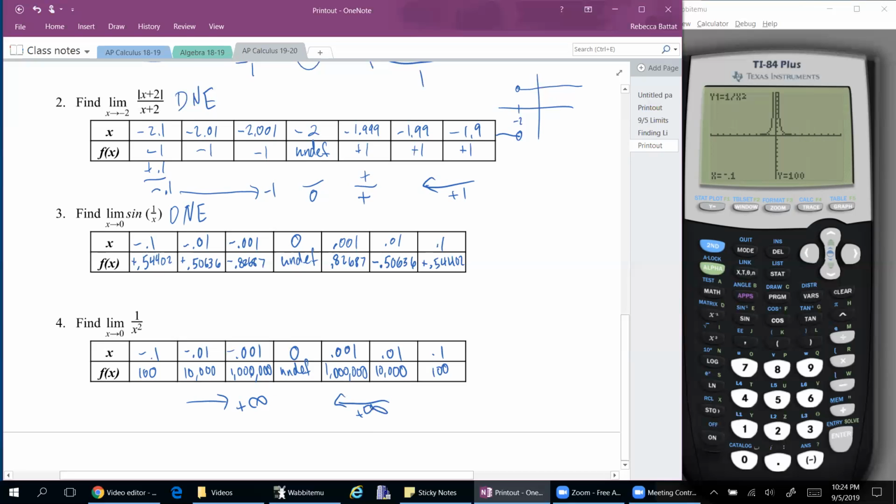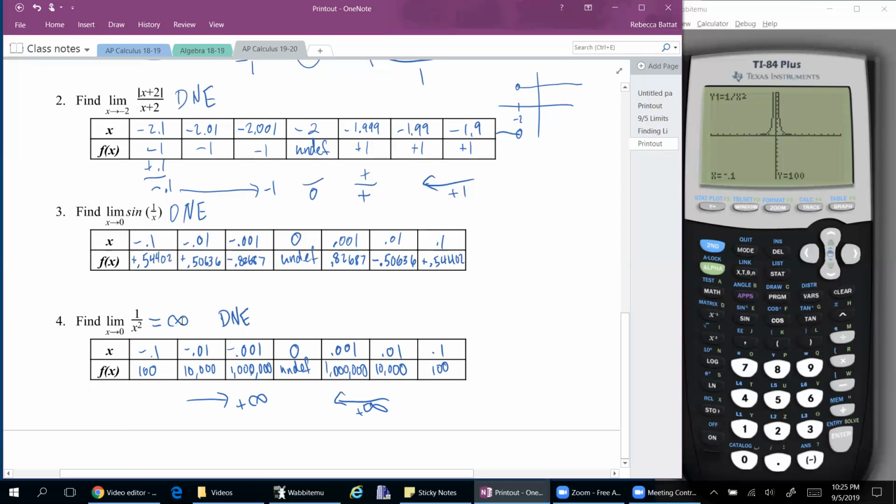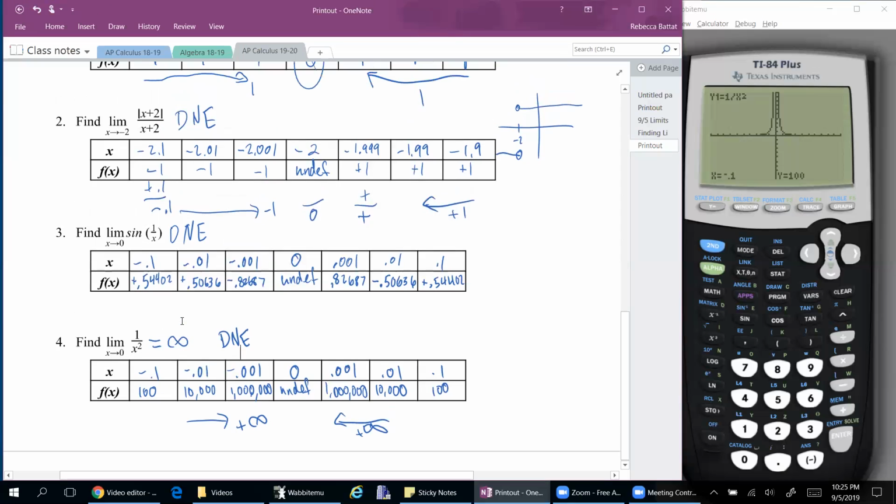There are two different ways that textbooks would write that. Some people would say the limit is positive infinity. Other textbooks will say infinity is not a real number, so they would say the limit does not exist. In class, I would want you to write infinity because it's a little bit more descriptive, although some people would accept does not exist.